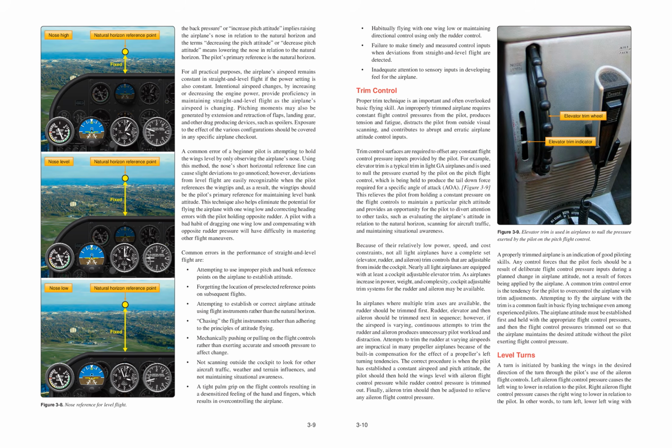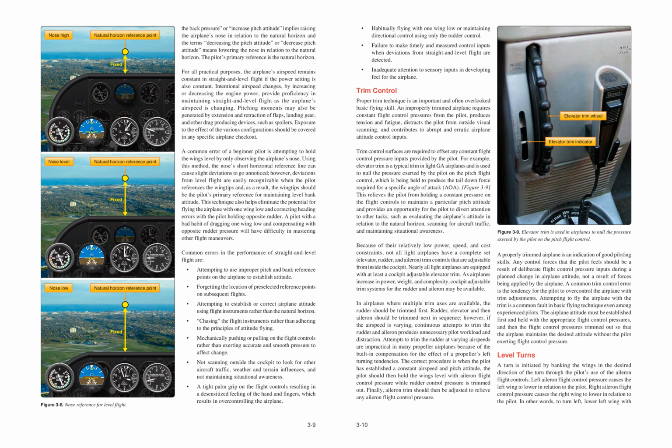The correct procedure is when the pilot has established a constant airspeed and pitch attitude, the pilot should then hold the wings level with aileron flight control pressure while rudder control pressure is trimmed out. Finally, aileron trim should then be adjusted to relieve any aileron flight control pressure.